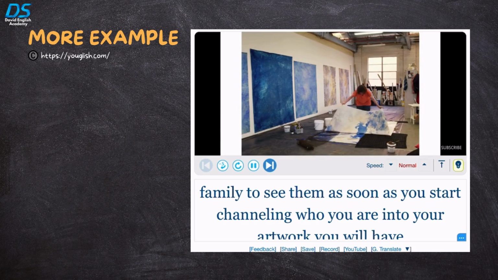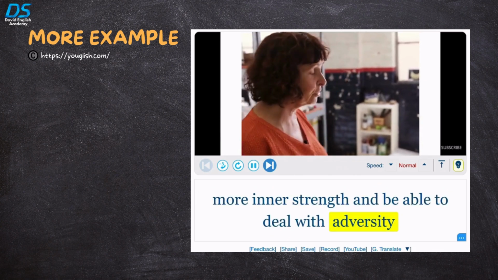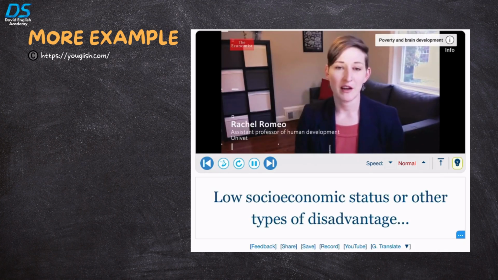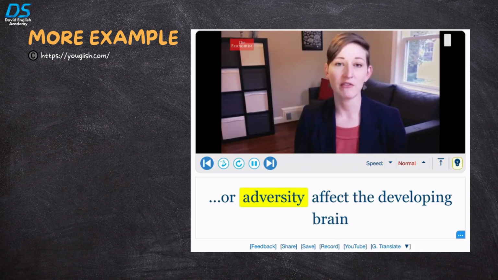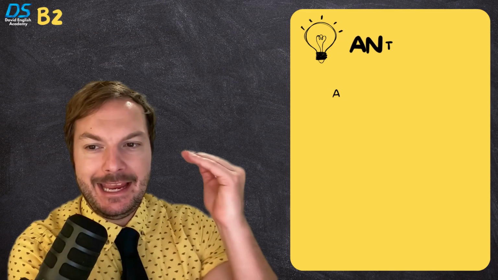Artwork, you will have more inner strength and be able to deal with adversity. Low socioeconomic status or other types of disadvantage or adversity affect the developing brain.